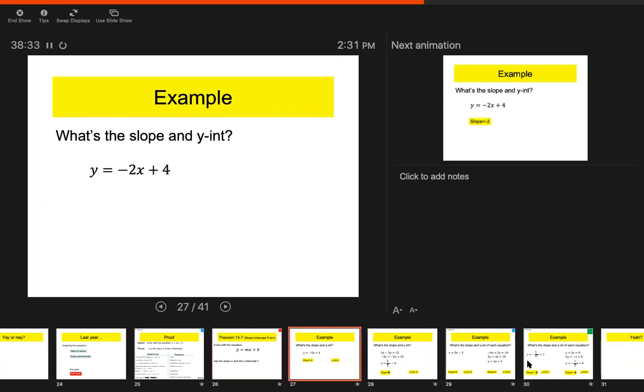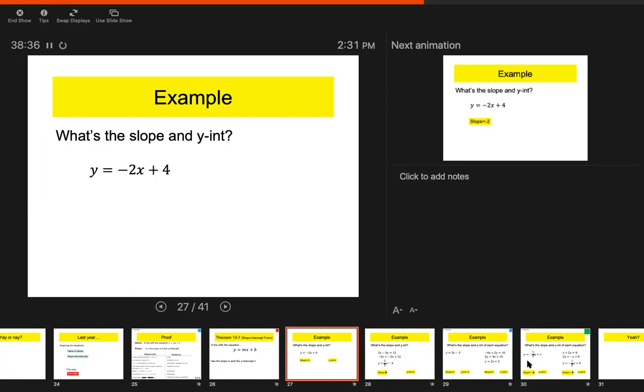Okay, so McKinley, what's the slope? This is what's on the quiz tomorrow too. What's the slope? You're looking at the equation, you're finding m. You're literally looking at the equation and you're finding where m is. -2. Okay, what's the y-intercept? 4. That's all I'm asking.